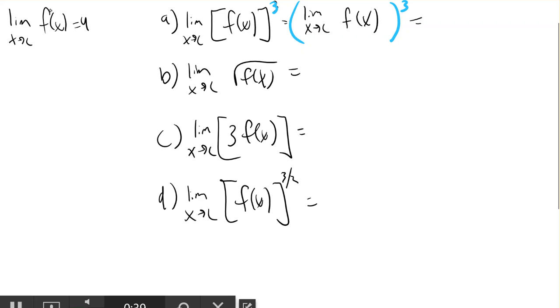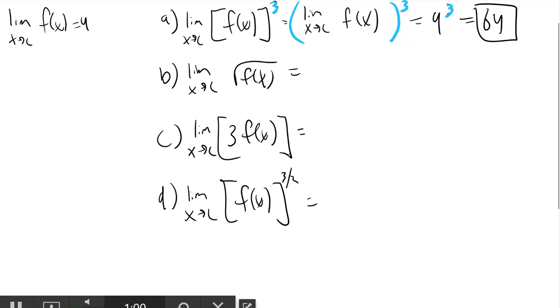So since this information was given to us, this is 4 to the third. This third is this third. And 4 times 4 times 4 is 64. Okay, B is the same thing, not quite as obvious. So let's skip down to part C here.